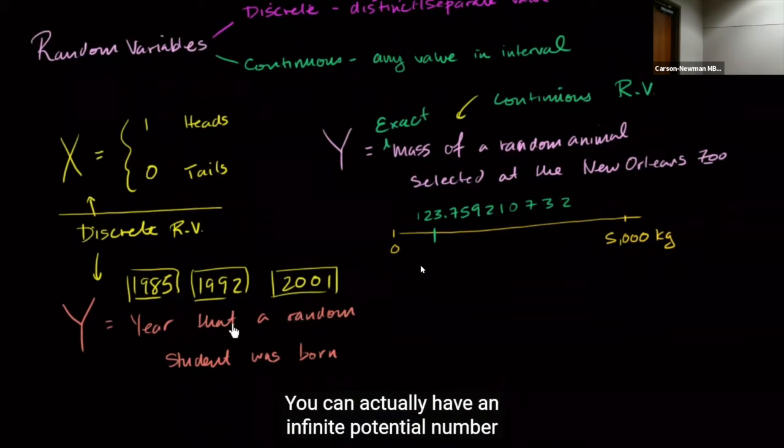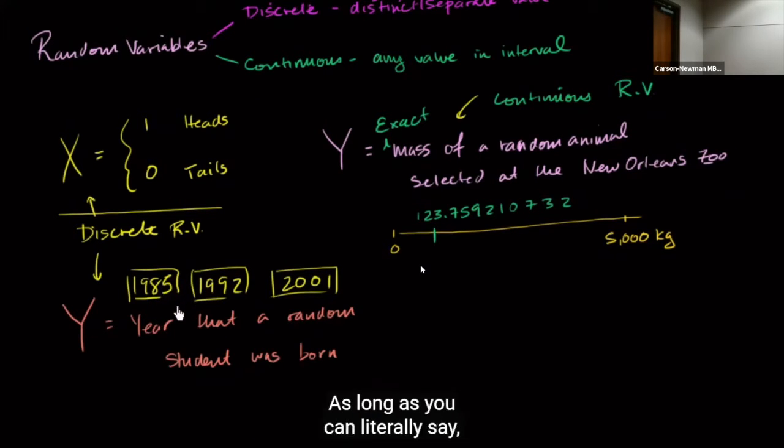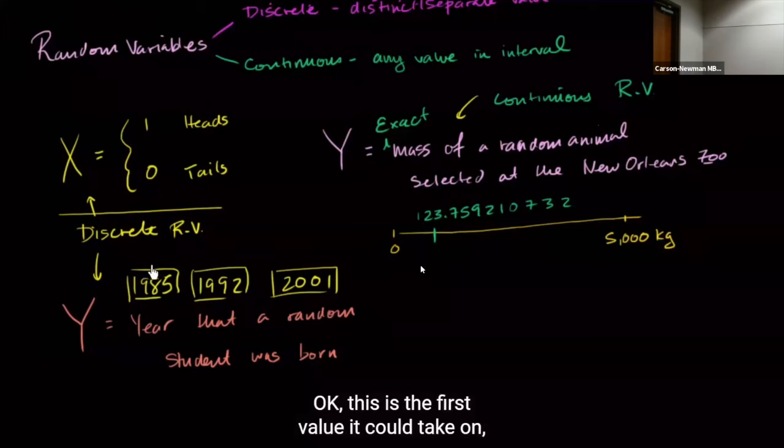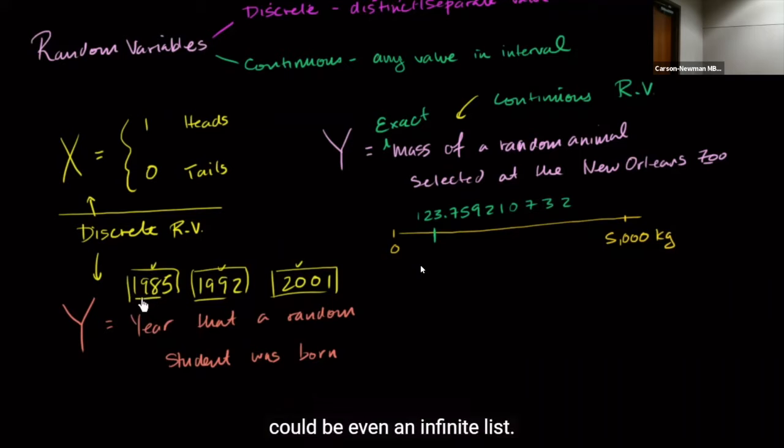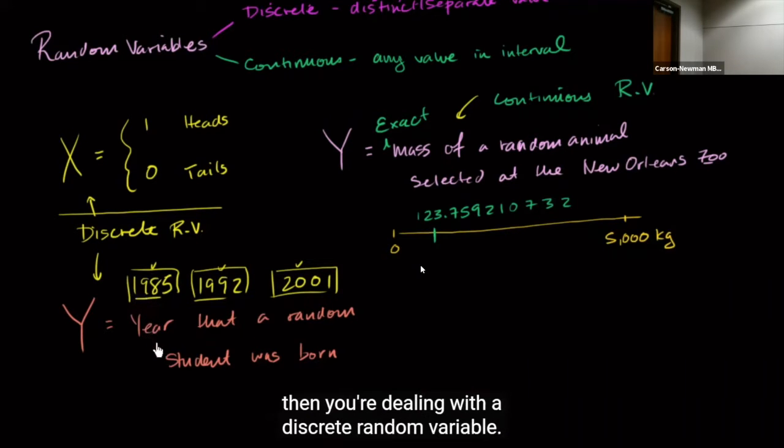You can actually have an infinite potential number of values that it can take on, as long as the values are countable, as long as you can literally say, okay, this is the first value, the second, third, and you might be counting forever. But if you can list the values that it can take on, even an infinite list, then you're dealing with a discrete random variable. Notice, in this scenario with the zoo, you could not list all of the possible masses.